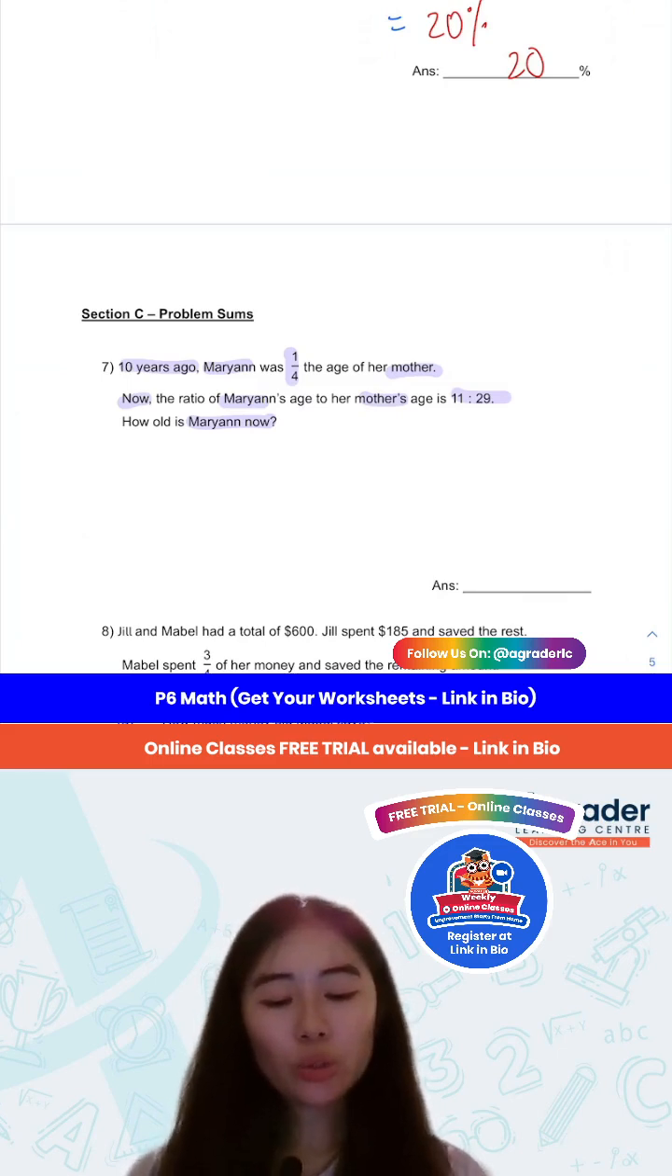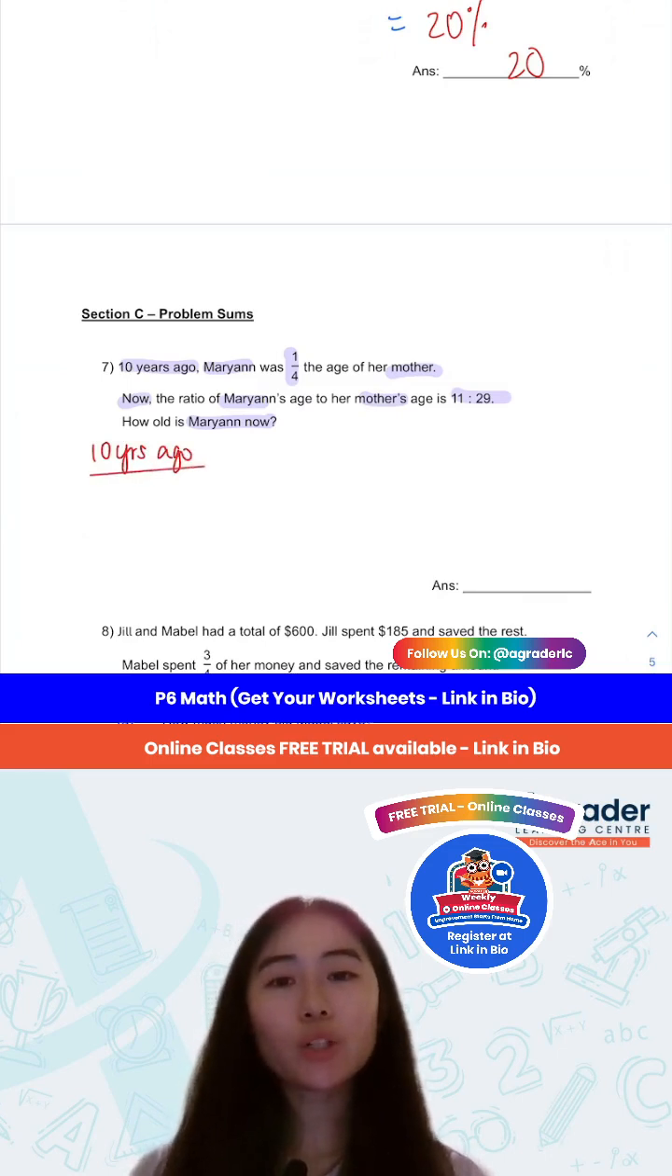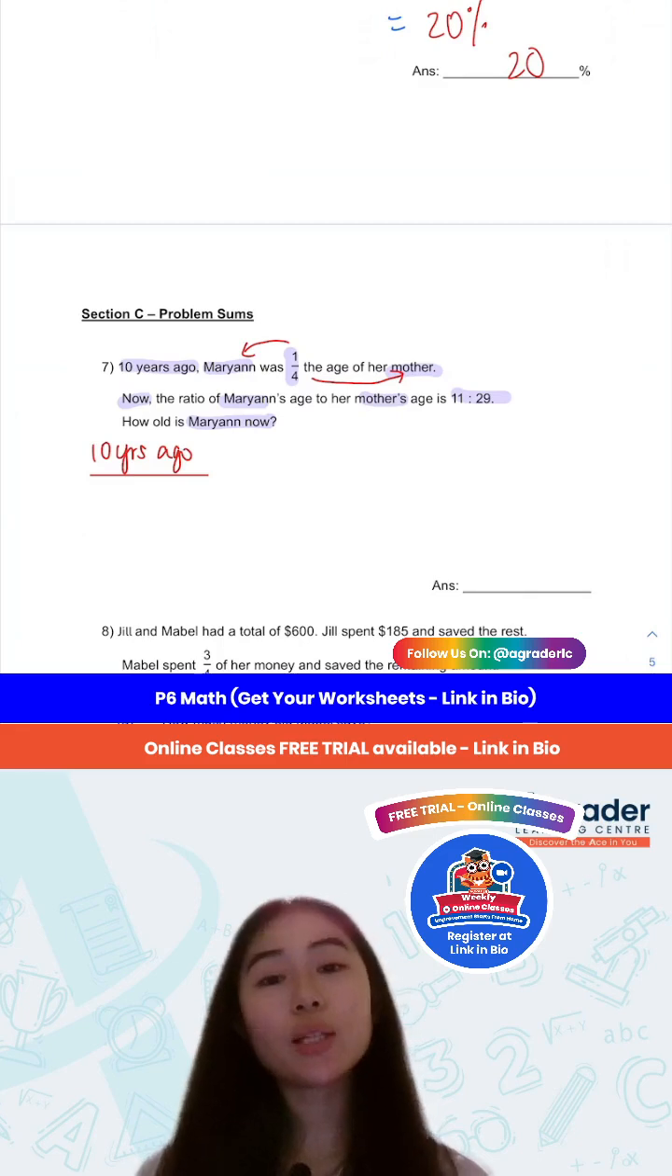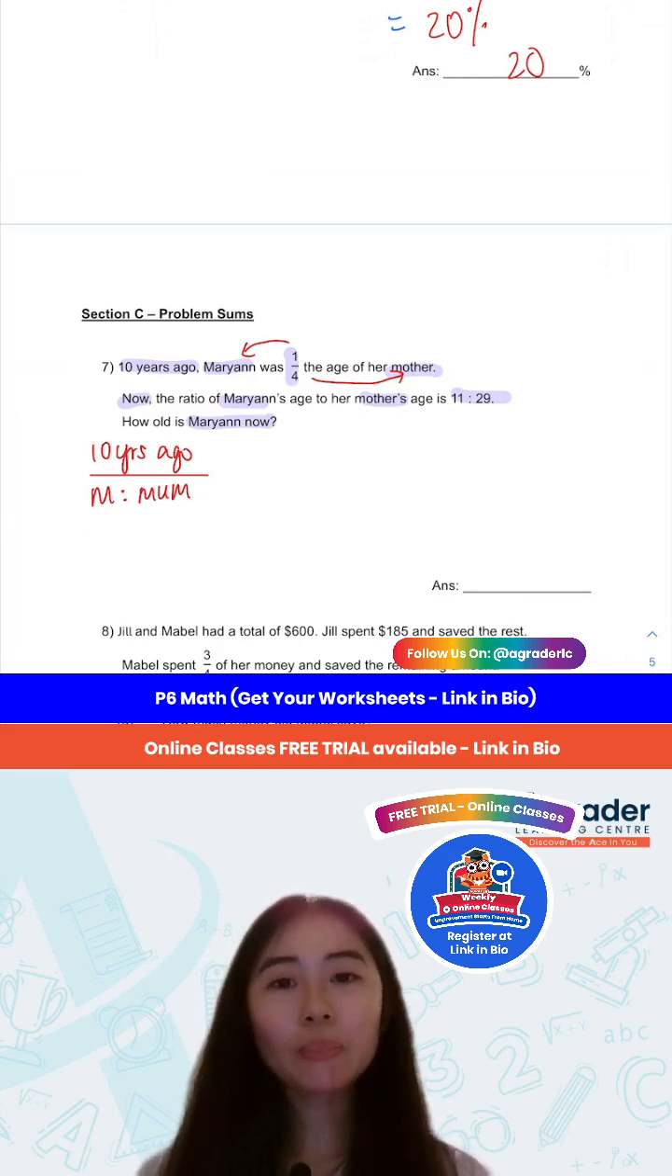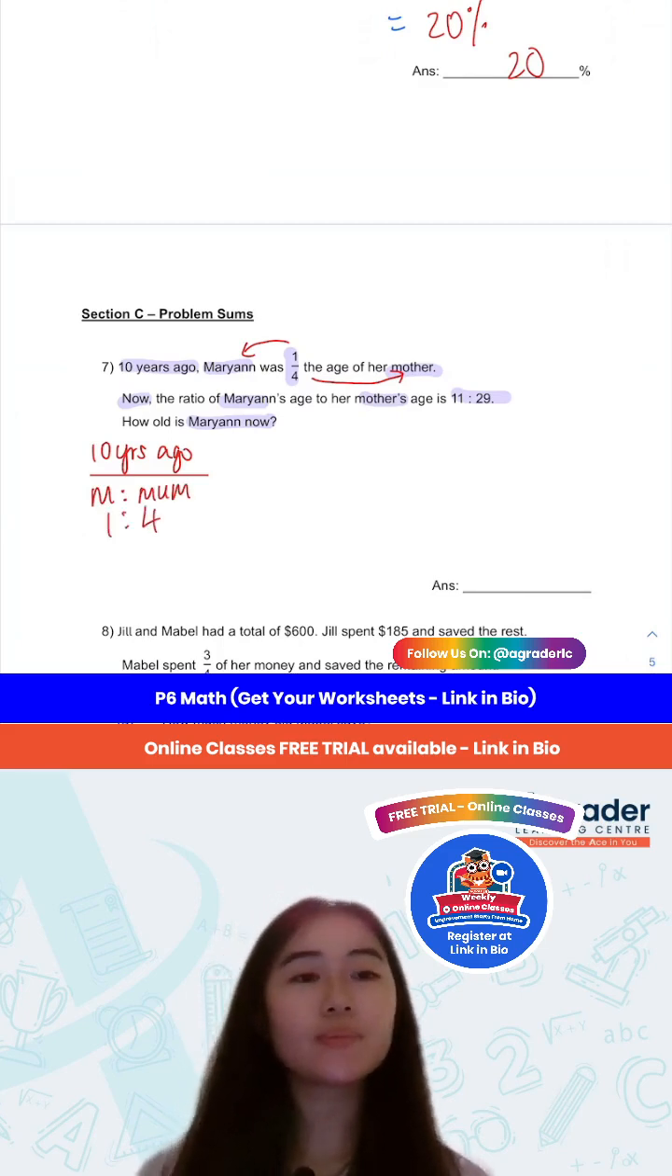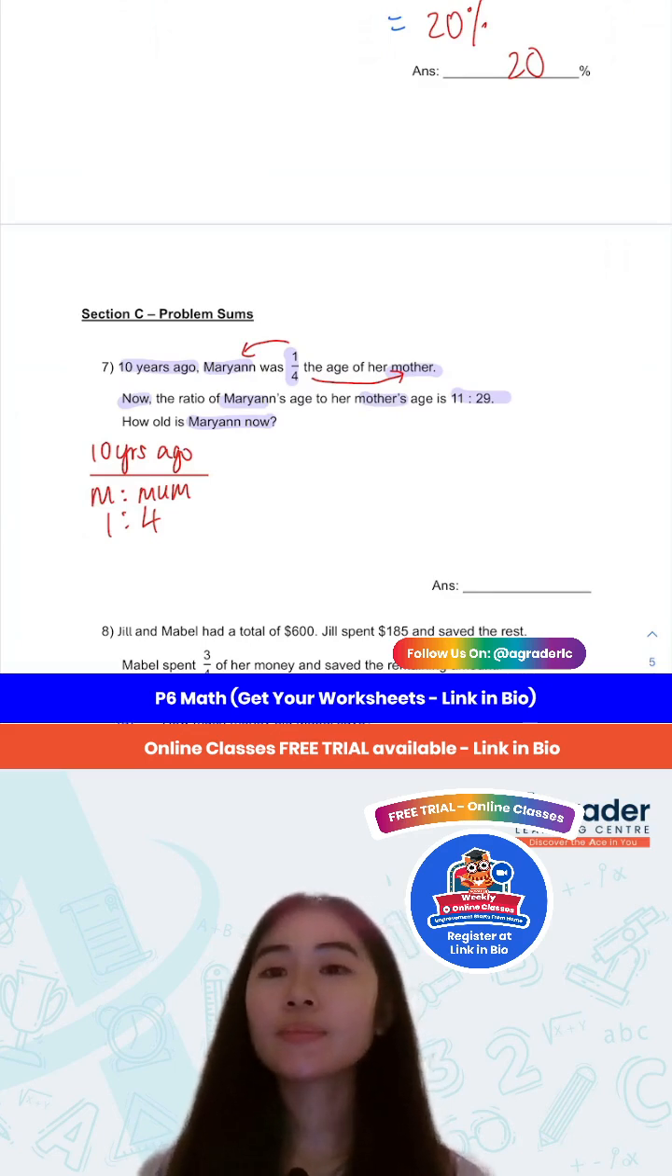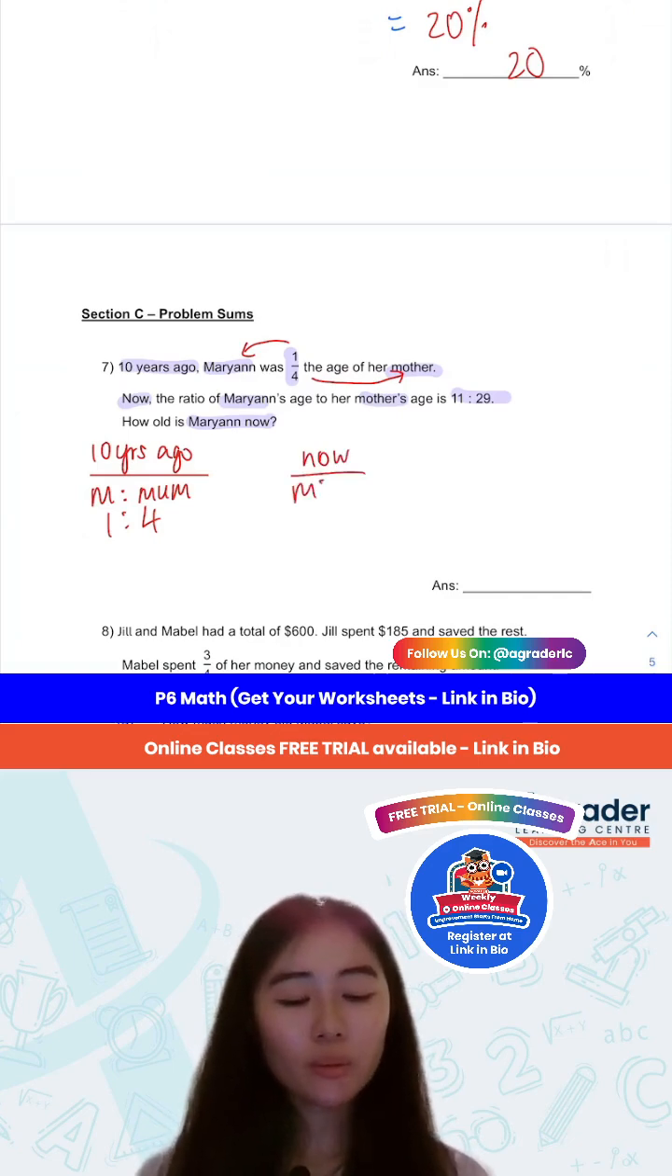For this one, I will use a ratio. So I'm going to write down the ratio 10 years ago. Based on this fraction 1/4, this means that Marianne was 1 unit, her mother was 4 units. This is 10 years ago. So I have Marianne to her mom's age is 1 to 4. Then we can also have the ratio for now. So the ratio now, that means this year, is 11 to 29.